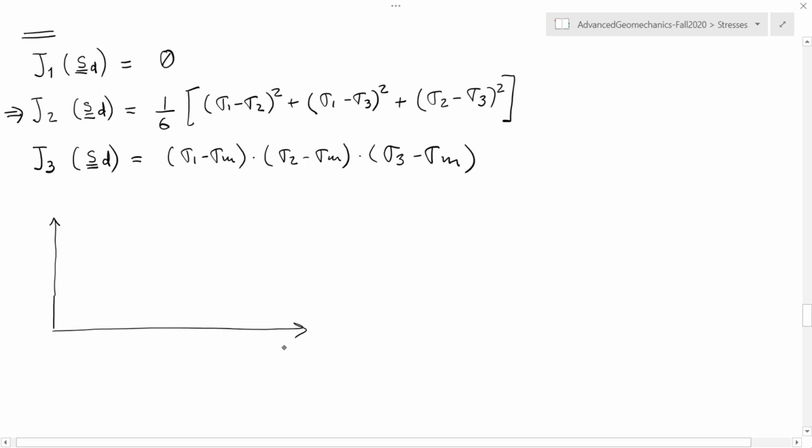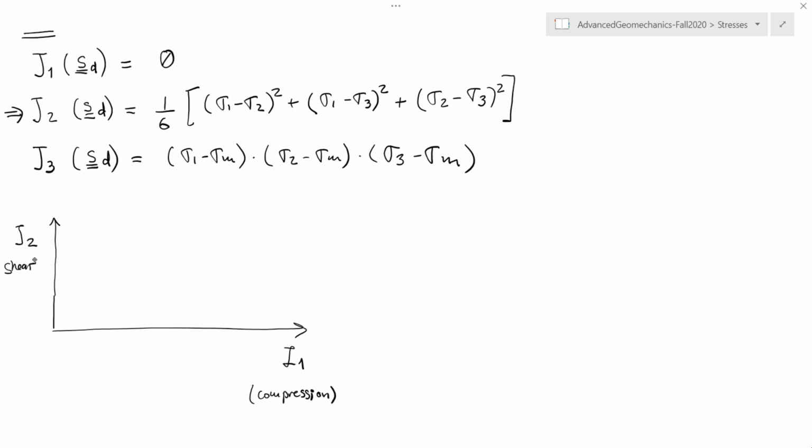For example, I could plot in the x-axis the invariant number 1. That tells me how much compression I have, especially if we are working in geomechanics where compressive stresses are prevalent. And J2 is characterizing how much shear I have. Let's say, for example, that in a particular location around the wellbore or in a reservoir, my initial state of stress is somewhere over here.